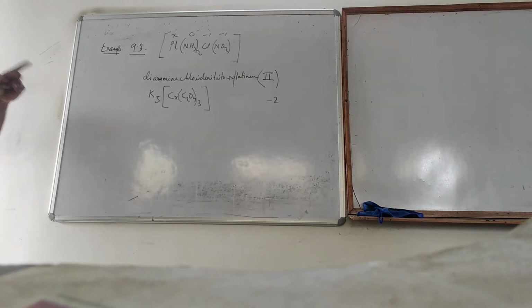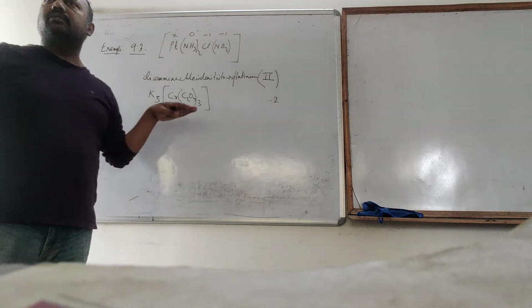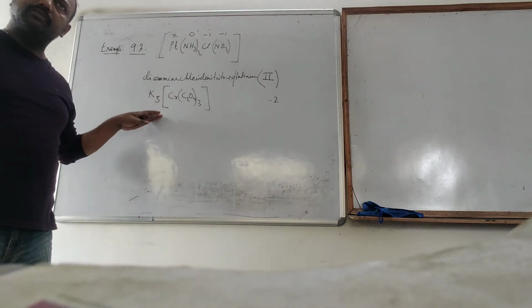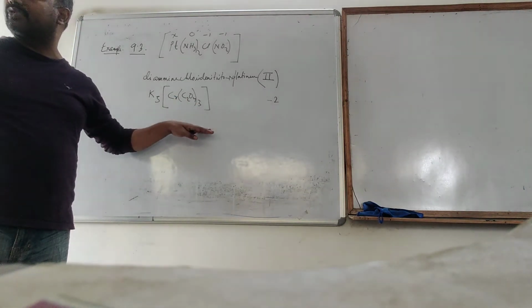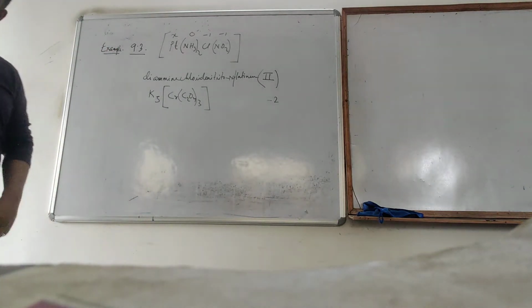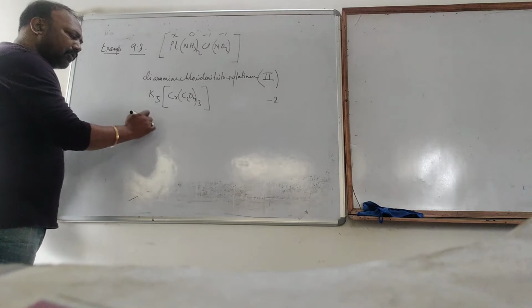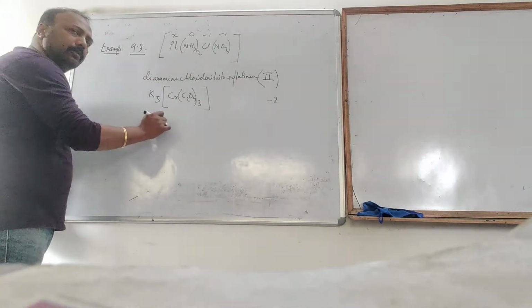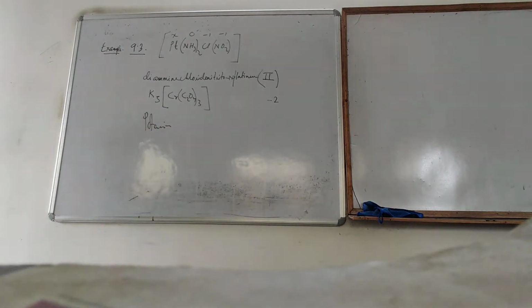Now tell me the name. Here, the positive ion is the counter ion and the negative ion is the complex. According to the rule, the positive ion has to be named first. So first of all, we write potassium. Then we have to name the complex. In the complex, obviously the ligands have to be named before the central metal.